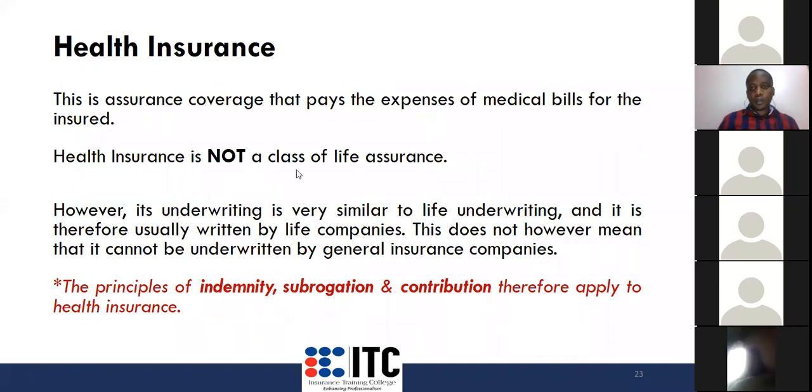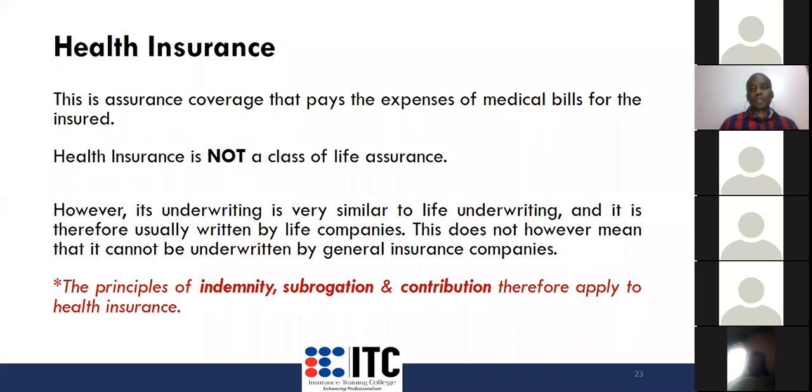And I'd like to cover a product that is often confused for life insurance, and that is health insurance, or what you may call medical insurance. Health insurance is the insurance coverage that pays the expenses of medical bills for the insured. So it pays the bills for the insured. Usually you find it short term in nature, that's 1 year.